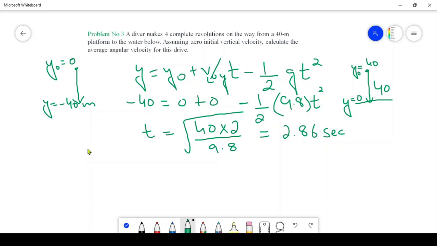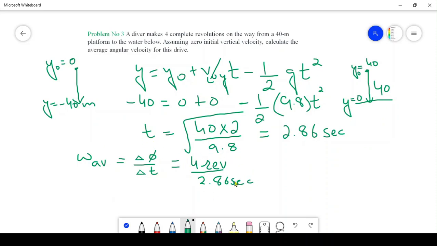Now this is a time in which the diver makes 4 revolutions. We are required to find the value of average angular velocity, which can be calculated by using the following formula. Average angular velocity is equal to delta phi by delta t. Phi is given by 4 revolutions. The time is calculated by using these calculations, and it is equal to 2.86 seconds.